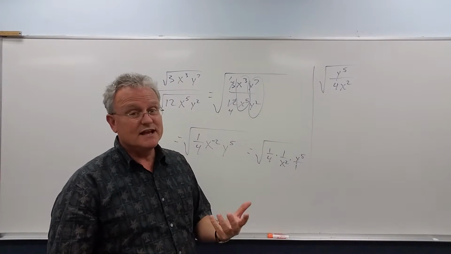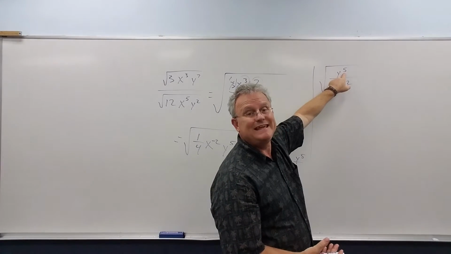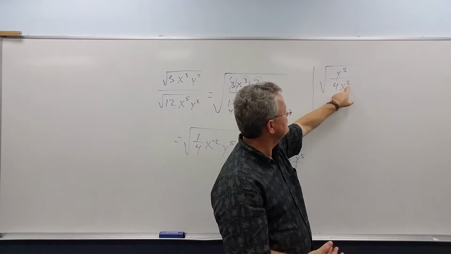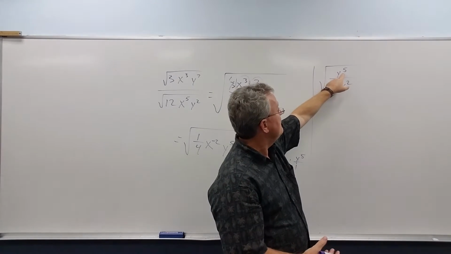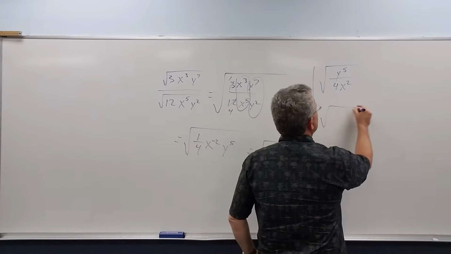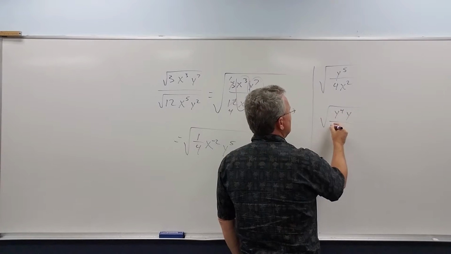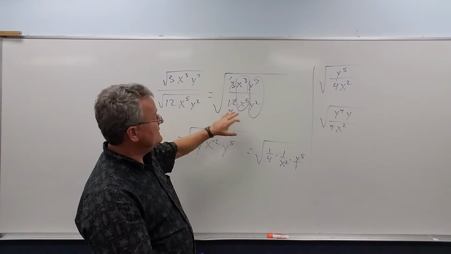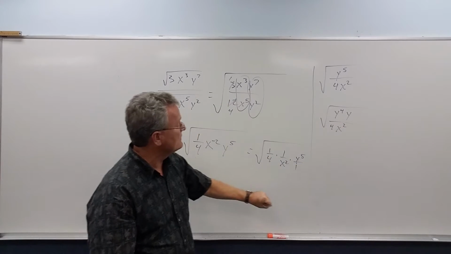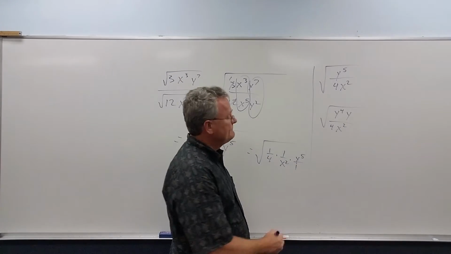Well, remember, when you take the square root, you want the exponent to be even. This is already even. 4 is a perfect square root. This is odd, so just factor out 1y. Write this as y to the 4 times y over 4x squared. Now, like we had at the beginning, the square root of this whole thing, we could take the square root of the top and the square root of the bottom.